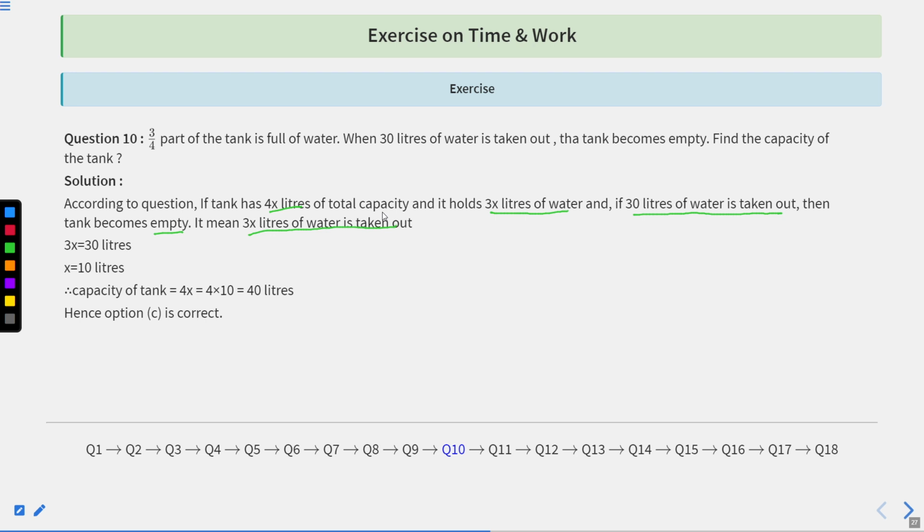That means 3x is equal to 30 liters. That is given to us. So x will be 10 liters, correct? So the capacity, we assume capacity to be 4x liters. So just substitute the value of x to obtain the precise capacity of the tank. So the capacity of the tank is 4x is equal to 4 into 10, that is 40 liters. So the option correct here is option C.